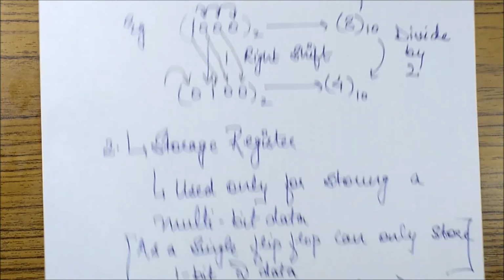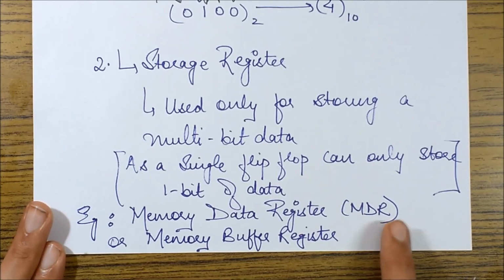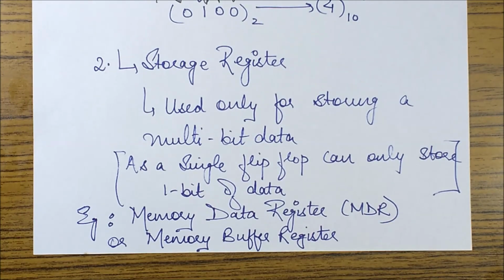Now for storage registers, we have already discussed in our first video that they are used for storing multi-bit data, because we know that one flip-flop can store only one bit of data. So multiple flip-flops are used in combination, which is termed a register. So a register is nothing but a combination of various flip-flops. It is used to store data, and examples include the memory data register or memory buffer register. So this was all for this session.